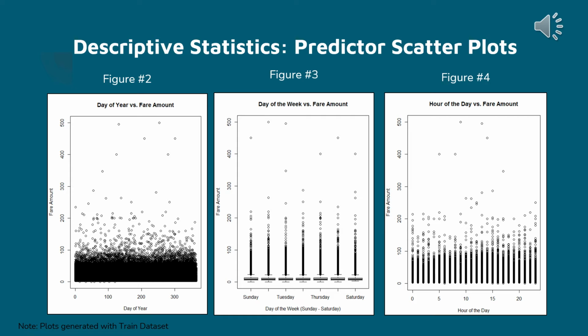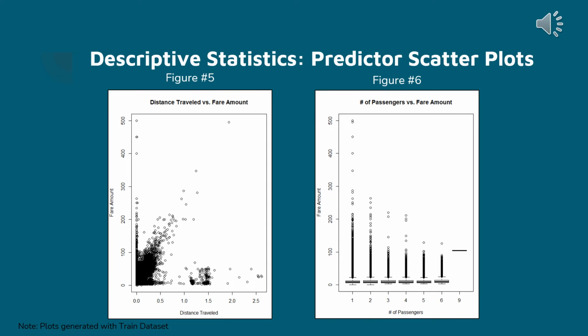Please keep in mind that our data is based on universal time, which is 4 hours ahead of Eastern Standard Time. Figure 5 compares the distance traveled versus the fare amount, in which we are able to see a correlation or a linear shape to an extent. Figure 6 compares the number of passengers versus the fare amount, in which the fare drops as the number of passengers increases. If you look closely, you will also see box plots are still extremely shrunk due to the high fare amounts. And now I'm going to pass it on to Colin.